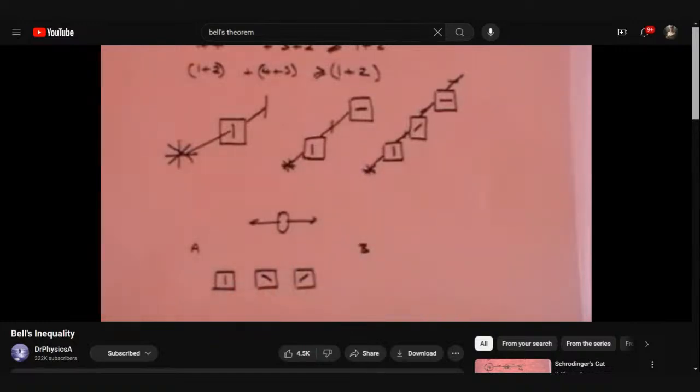He once said, I like to think that the moon is there, even when I'm not looking at it. There's nothing probabilistic about this. He says, we must know, somebody must know, the photon must know whether it's going to go through these polarizers or not. And that's a hidden variable.